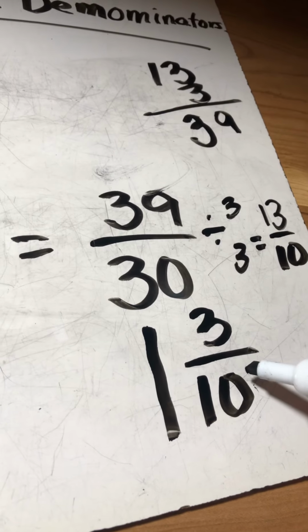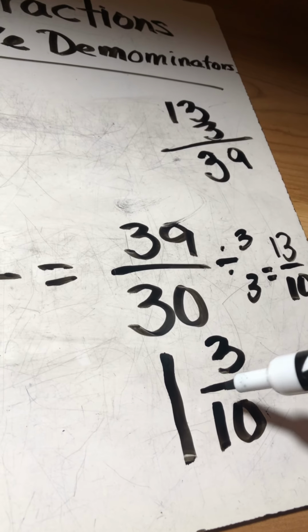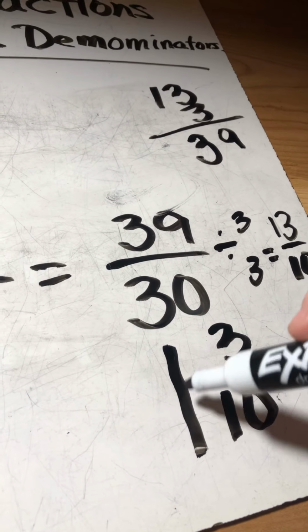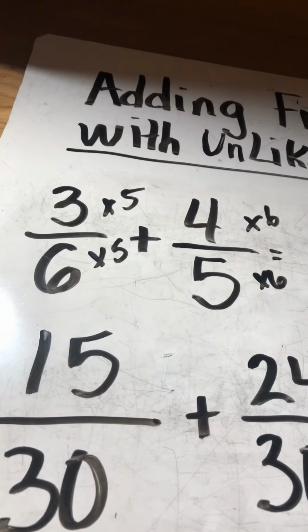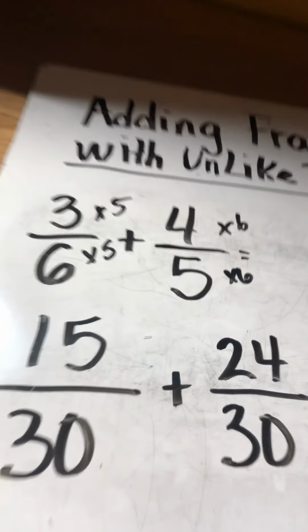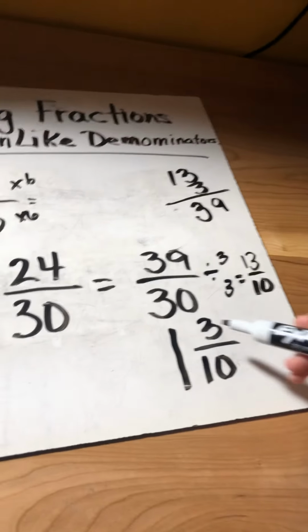So the mixed fraction of 39/30ths would be 1 3/10. All right, that is as simplified as it can go. So therefore, when you add 3/6 plus 4/5, the answer then becomes 1 3/10.